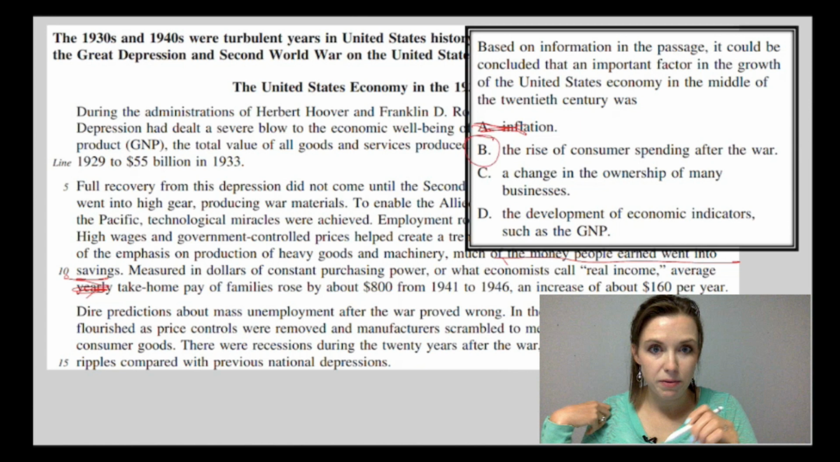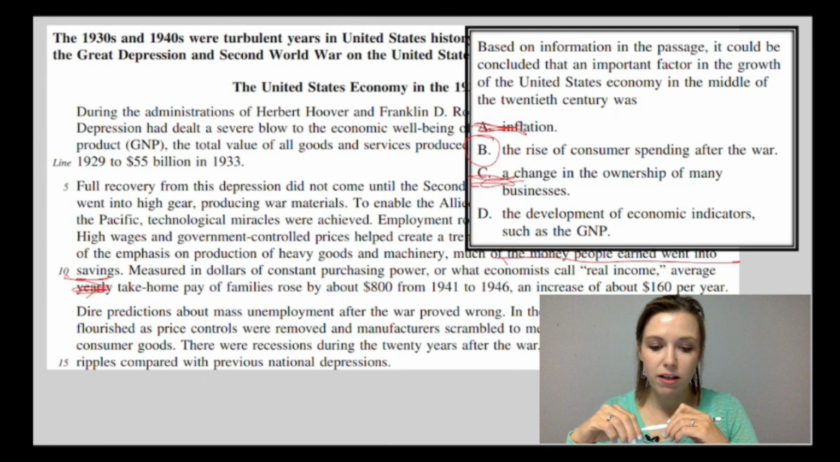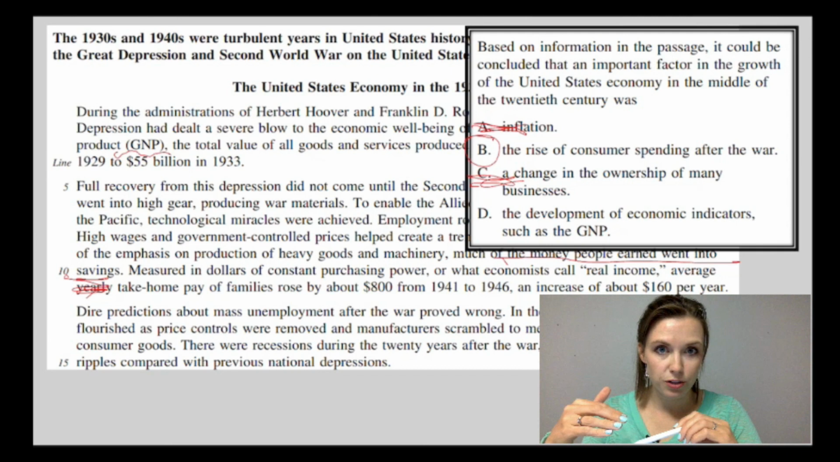A change in the ownership of many businesses has nothing to do with the rising economy. The development of economic indicators such as GDP. They talked about GDP here, in 1929 and 1933. The development of economic indicators like that really doesn't have anything specifically to do with the economy flourishing. That's just a way to track it.